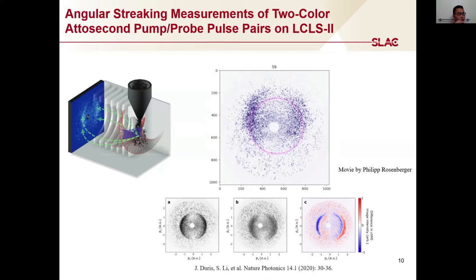Since it's a difference map, we see positive volume in some direction and negative volume in the opposite direction, so we see these red and blue regions. As we can see, the streaking direction in panel C is about 4 o'clock.